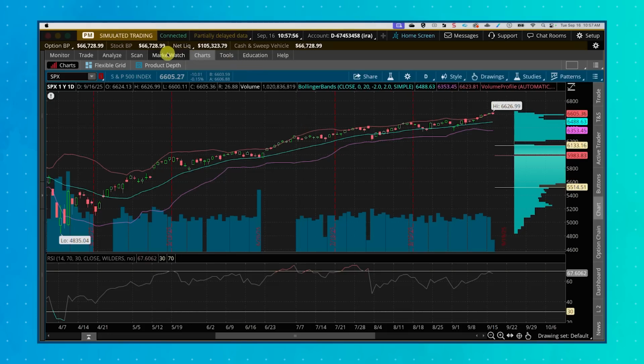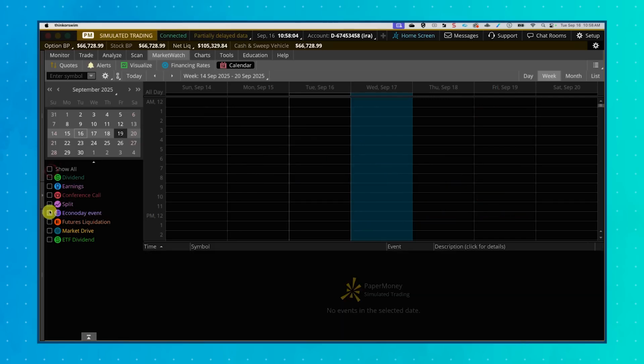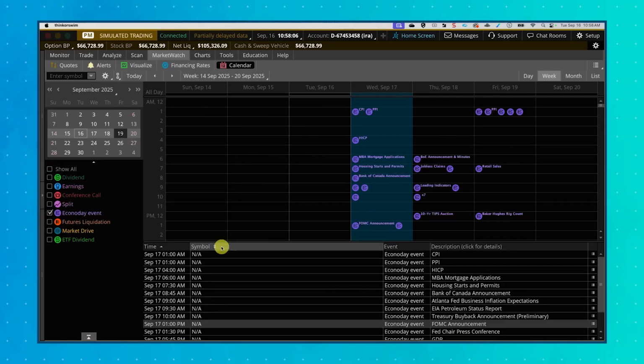Let's go over here to the Market Watch tab, and you see I've actually already sorted this to show me only economic events. Now you could certainly use it to look at other stuff, dividends and so forth, but if you want to look at just the economic events coming up, we'll pull that up, and you can see right down here, FOMC announcement. That's the big one. That's what everyone's kind of been waiting to hear.